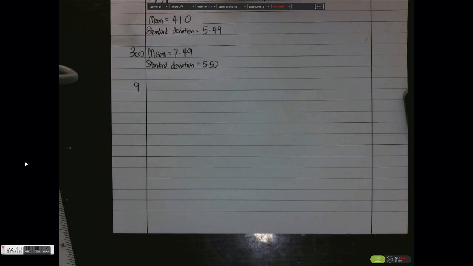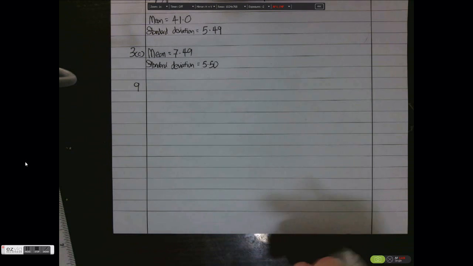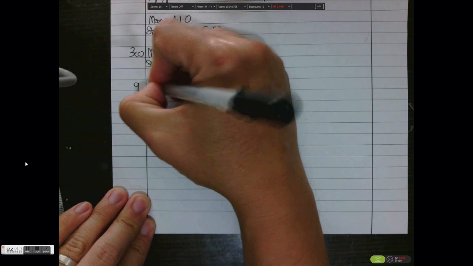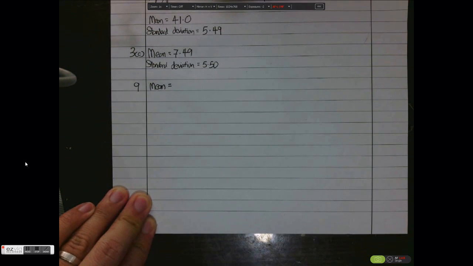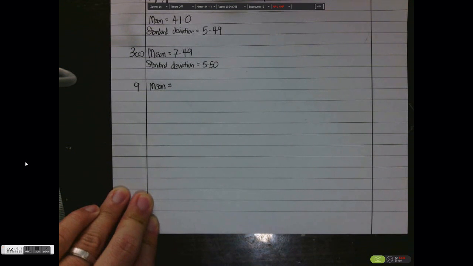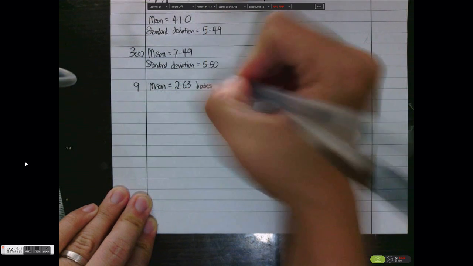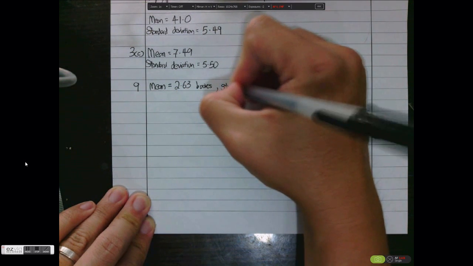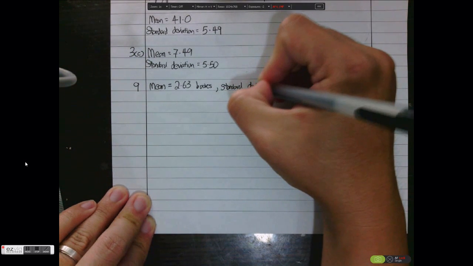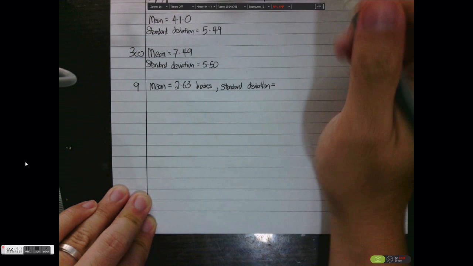Okay, you should have this table there. Find the mean and SD of the data shown in the table. This one, you can pause the video and see if you can get the correct values for the mean and standard deviation, which I will simply write down for you now. The mean is equal to 2.63 books which are read, and the standard deviation will be equal to 1.37 books. Alright, that is for 9 part A.